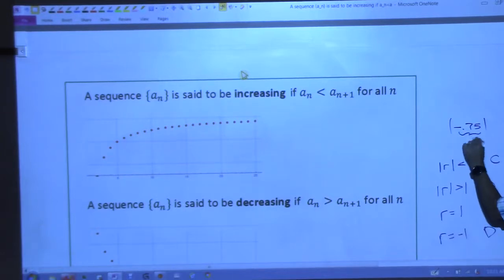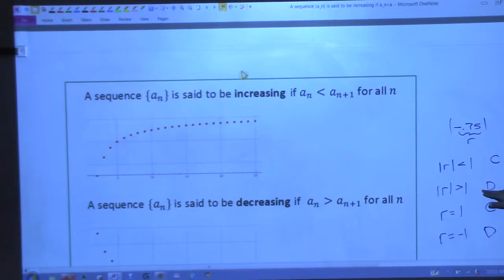So this is r, right? This is saying if the absolute value of that is less than 1. So the absolute value of negative 0.75 is 0.75, which is less than 1. So that would converge. And I was saying if it was the absolute value of negative 1, it'd be 1, right? We are saying that if the absolute value of the number is less than 1, it's not this. Absolute value is greater than 1, it's this, right?